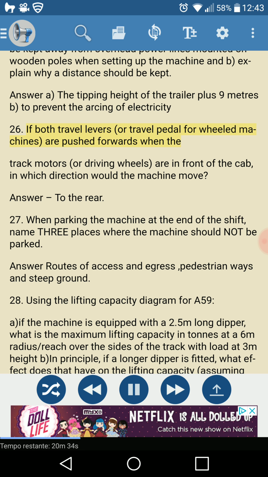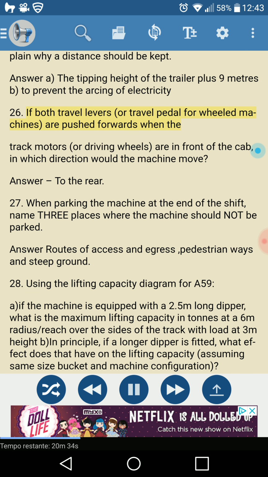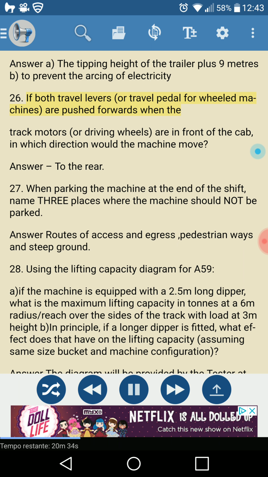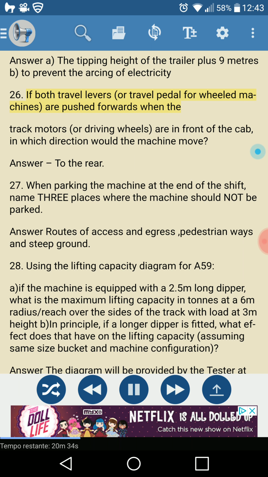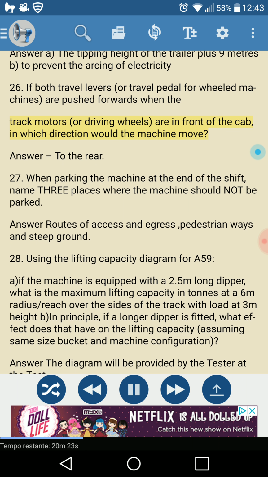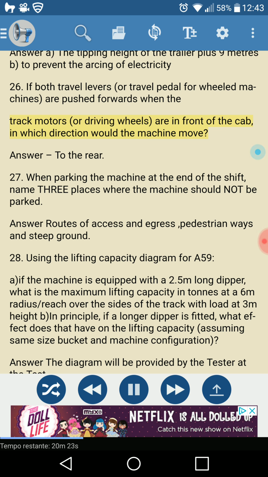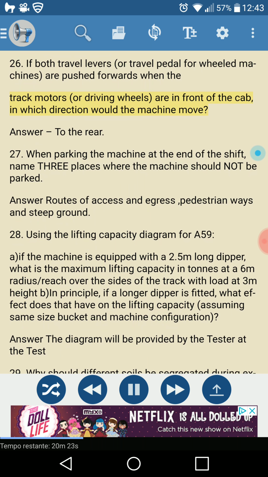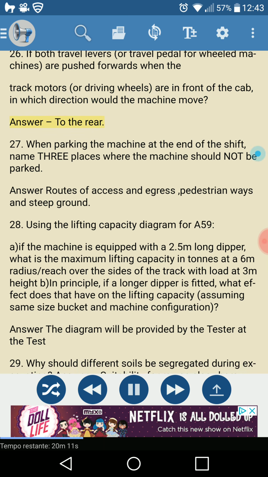26. If both travel levers, or travel pedal for wheeled machines, are pushed forwards when the track motors, or driving wheels, are in front of the cab, in which direction would the machine move? Answer: to the rear.